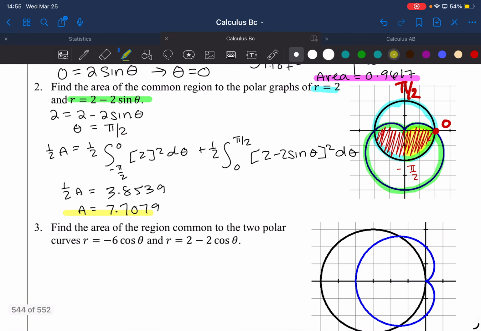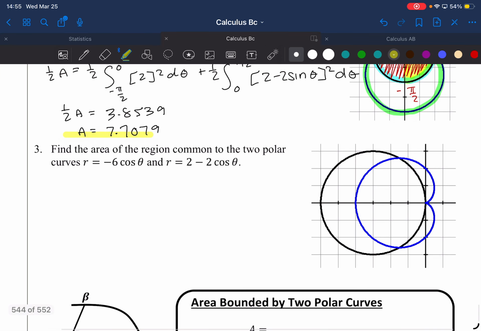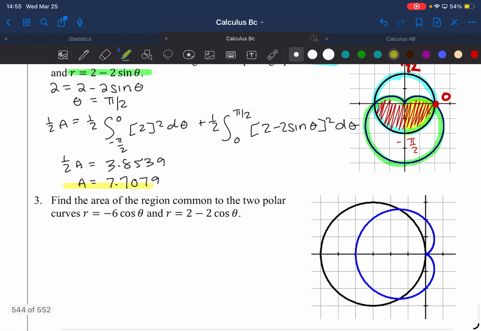So this is another section of notes where it would be extremely helpful to know your unit circle. Extremely helpful, especially just the quadrants, like how it goes from 0 to pi halves, 2 pi halves, 3 pi halves, etc. Okay, any questions on 1 or 2?